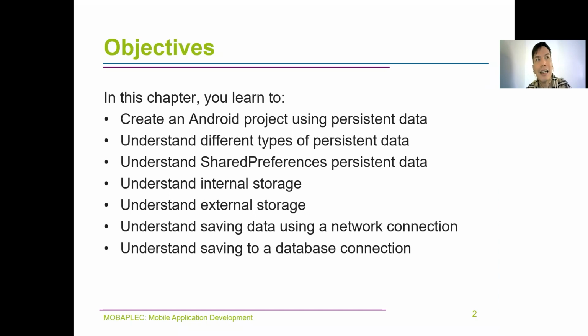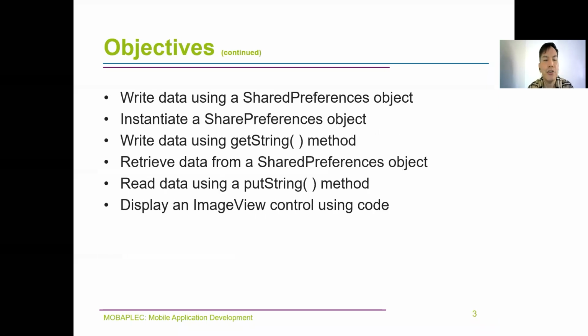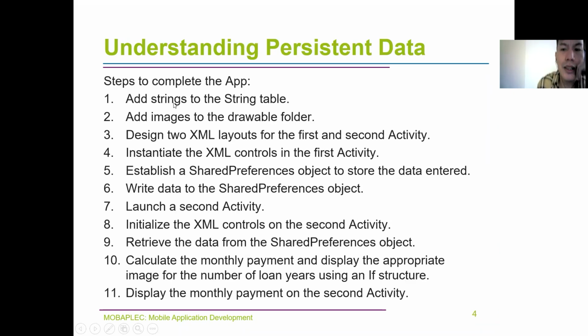We also tackled here the network connection, saving data in terms of connectivity in a database as well. Also here, you could write data using shared preferences to instantiate the given object using the get string and put string methods. Those methods are important in writing and reading information. And after those things, we could display an image using a control using code. There are steps to complete the app.